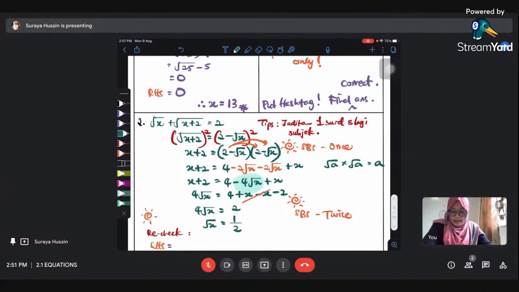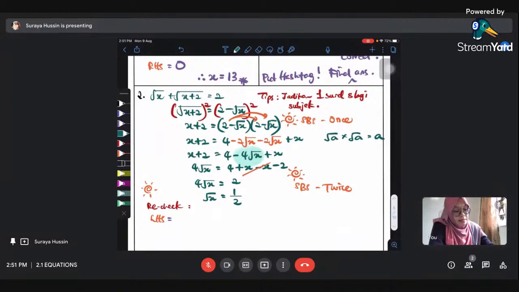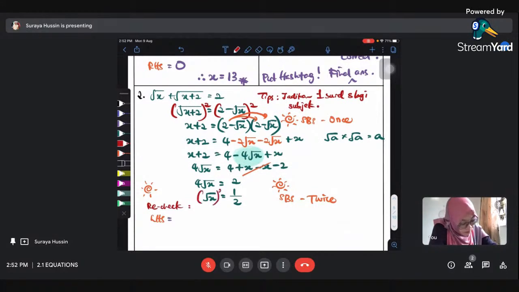Okay. The thing is, Miss, dekat mana yang squared both side tu, Miss? Actually, inilah tempat dia. Ni squared both side is here. It's either here. You nak buat mana satu? Salah satu pun boleh. You nak buat yang ini pun boleh, yang ini pun boleh. So this is where the squaring both side. Squaring both side yang kedua. Square both side. And so you will get x is equals to 1 over 4.